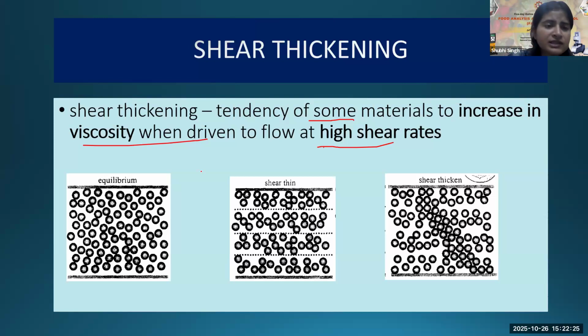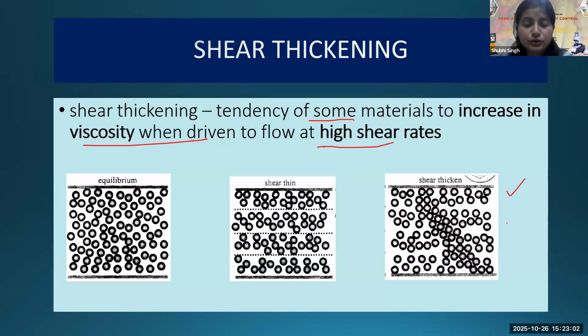You can see in the diagram as well: initially all the molecules are at an equilibrium state, but in shear thinning liquids they are aligning more, whereas in shear thickening they are more dispersed and dissipated. The molecules are more scattered in shear thickening.